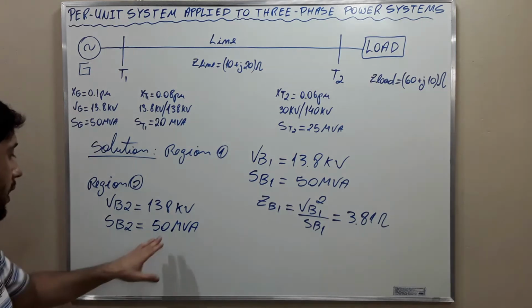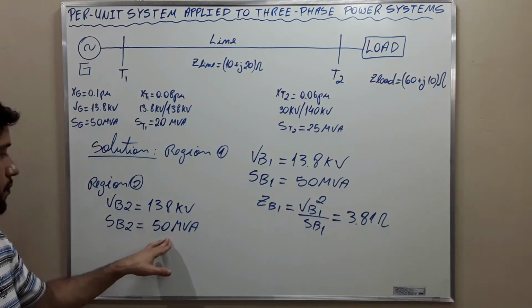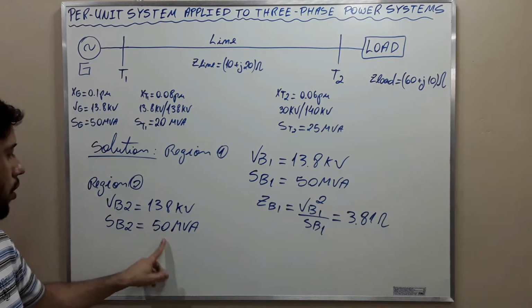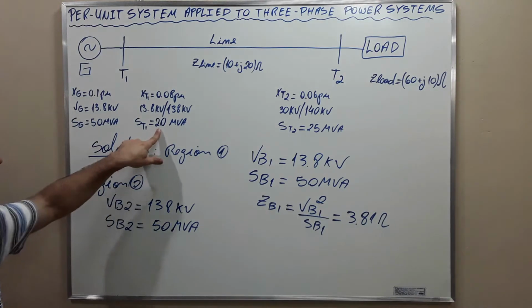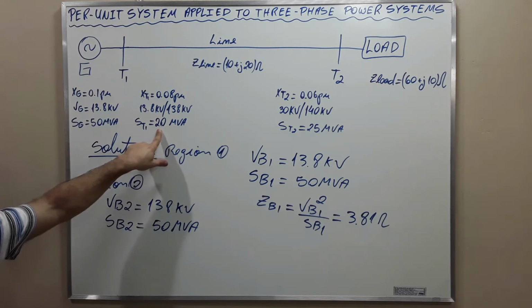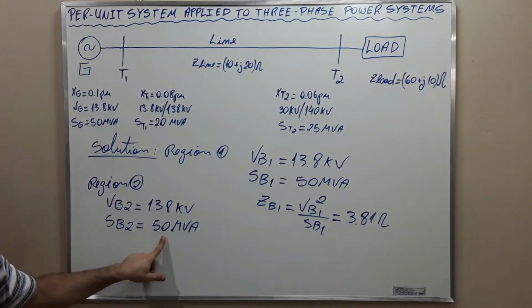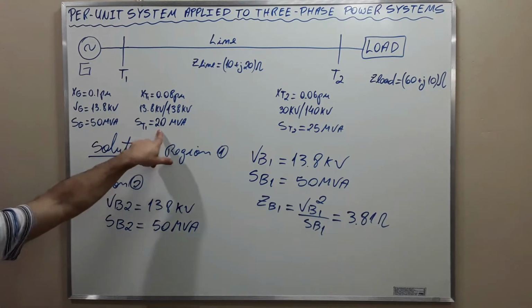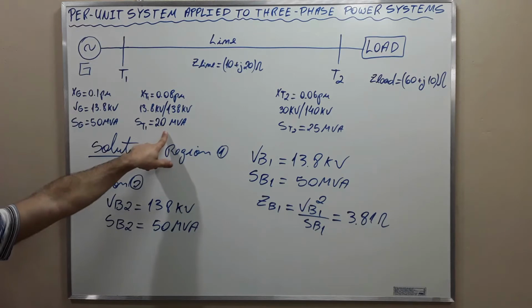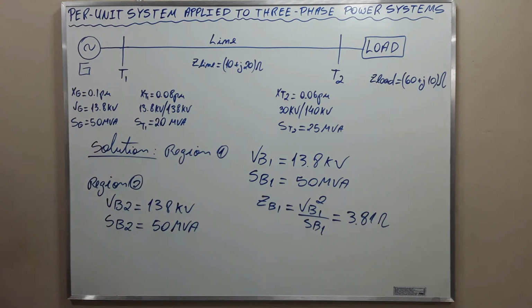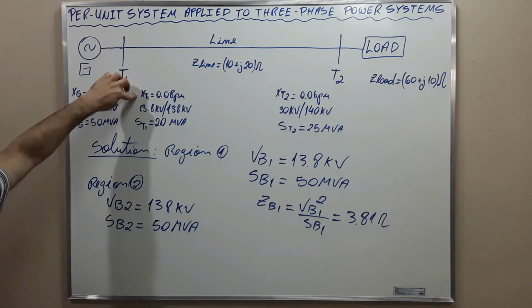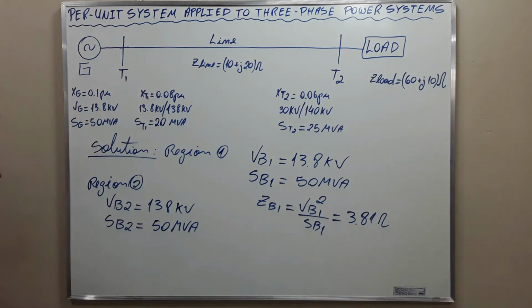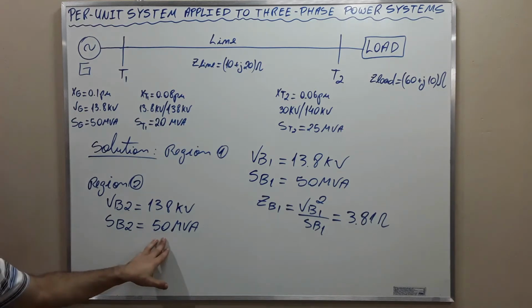Observe here that we're using different values for the apparent power. We're using 50 MVA, but transformer 1 is rated at 20 MVA. There is a difference here. This difference is going to be taken care of. We are going to account for this difference in letter B. There will be some adjustment of this value here, the per unit value of the series reactance. We are going to have to adjust it. But for the moment, let's simply consider that we're using 50 MVA.